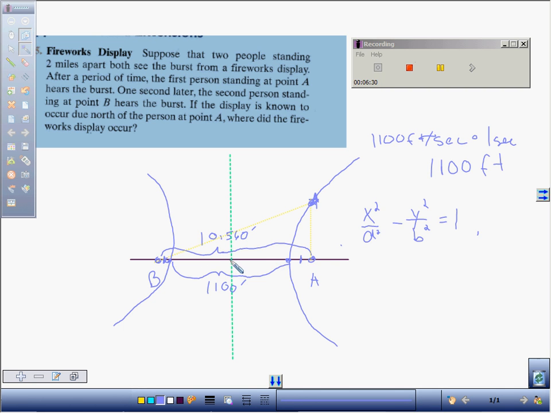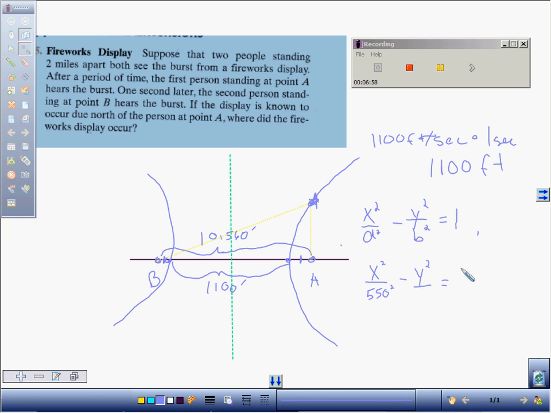And I know what A is. A is the distance from the center, even though this is point A, it's from the center to the vertex of one of the hyperbolas. So A is going to be half of 1100 from here to here, which is 550 squared, minus y squared over b squared.